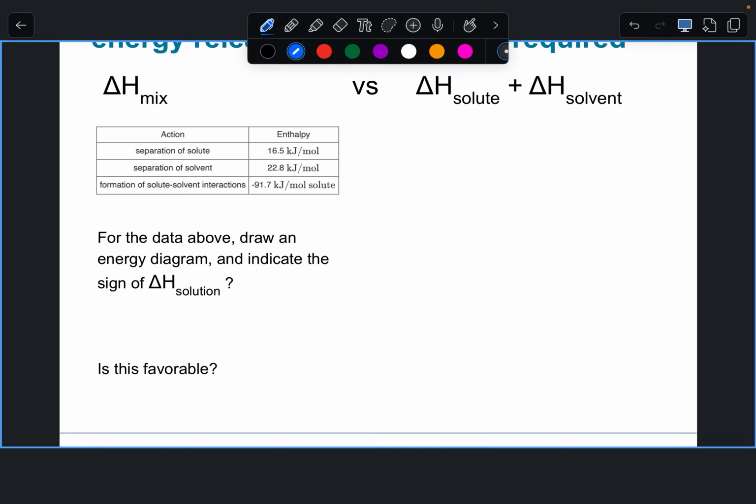So in this one, it says indicate the sign. I want you to actually tell me the number, the amount, not just the sign of the delta H solution. And then I also want you to draw an energy diagram, similar to what we did before, but with this actual data. Draw me an energy diagram and then tell me what the value of the delta H of solution is. I'll give you 2 or 3 minutes to do that.